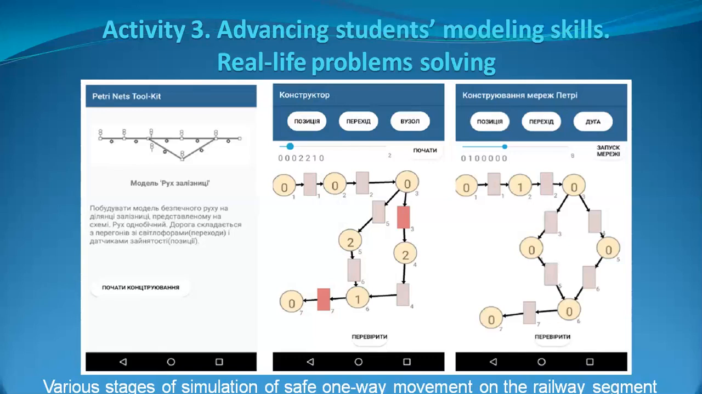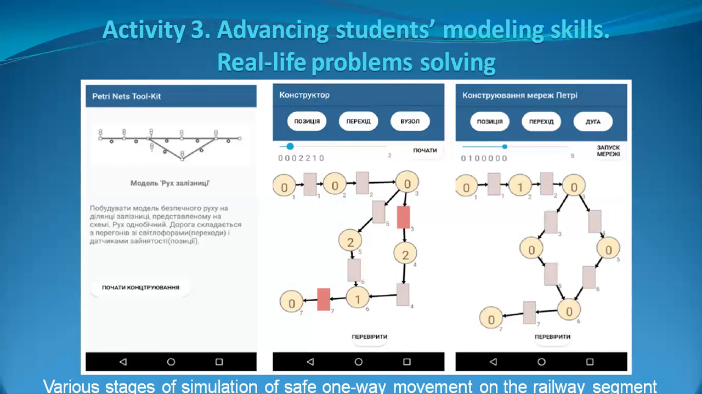The results of the model building on its different stages are given on the picture, and after the model building itself, it is recommended to offer students to imitate and investigate various scenarios of the process, emphasizing the conditions of safe movement for this exact segment of the railway.